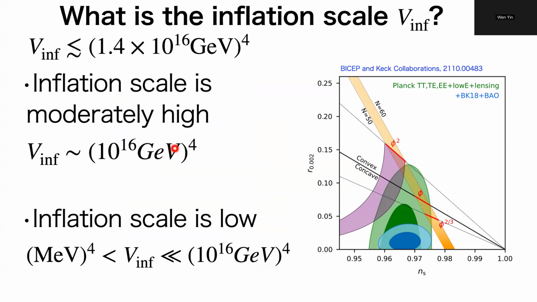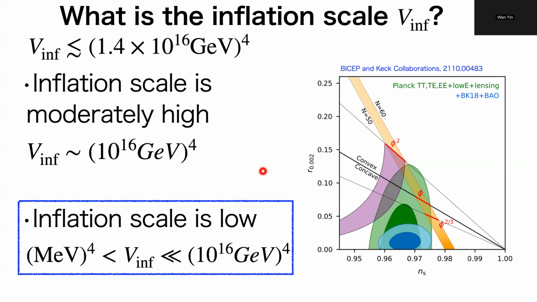In this case, in the future, we can test this kind of model via LiteBIRD or the Simons Array telescope, Observatory. On the other hand, we can also consider the possibility that the inflation scale is much lower than 10^16 GeV. But of course, this inflation scale should be higher than the MeV scale, because otherwise the temperature of the universe after the Big Bang cannot be higher than the relevant temperature for Big Bang nucleosynthesis. Today I want to focus on the latter possibility.